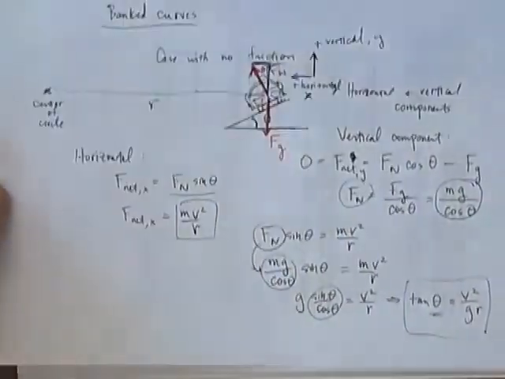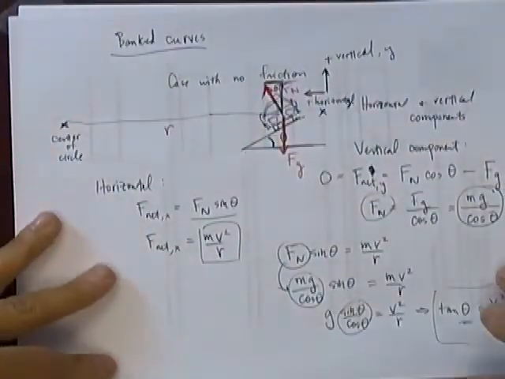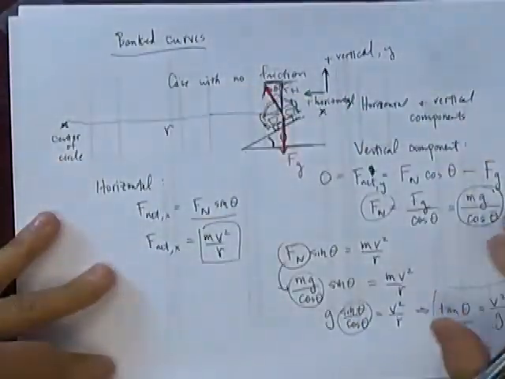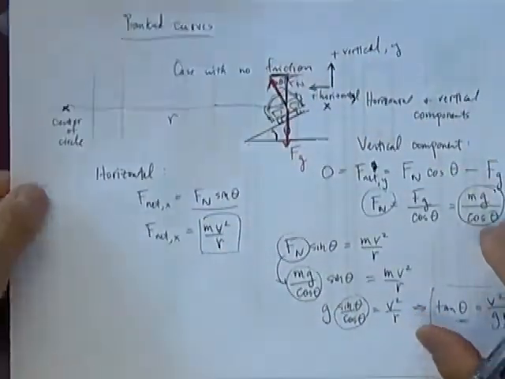Okay. Now let's do an example. Once again, if you have questions on this, I know the banked curve problem is a bit complicated. It's one of the more difficult problems we're doing in the course, but hopefully that was pretty straightforward to understand. But email me if you have questions on that. All right, let's do an example.